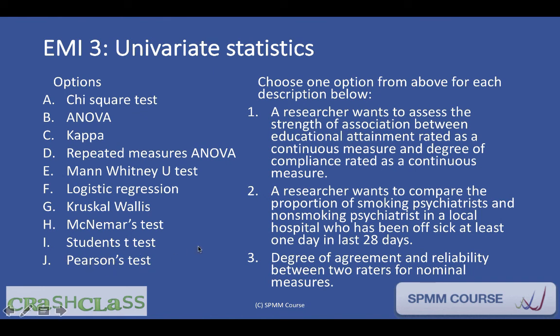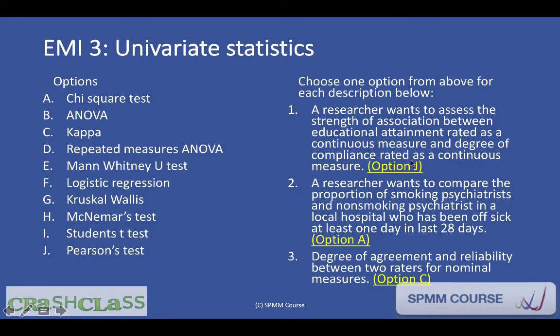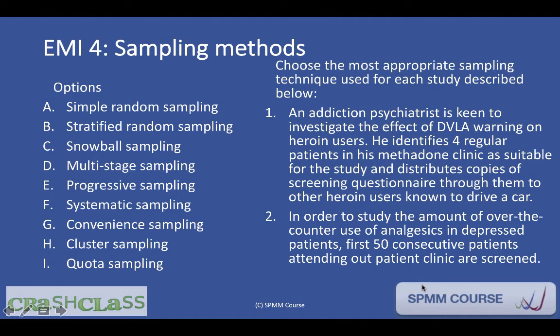A researcher wants to compare the proportion of smoking psychiatrists and non-smoking psychiatrists in a local hospital who have been off sick at least one day in the last 28 days. So 2 proportions you are comparing. Okay. So you will choose chi-square test. Degree of agreement and reliability between 2 raters for nominal measures. Nominal measures, agreement, kappa. Okay, so kappa. J for first one, which is Pearson test. A, chi-square for the second one. And C, kappa for the third one.